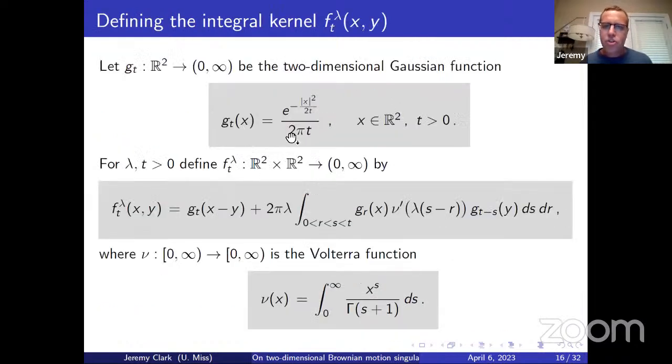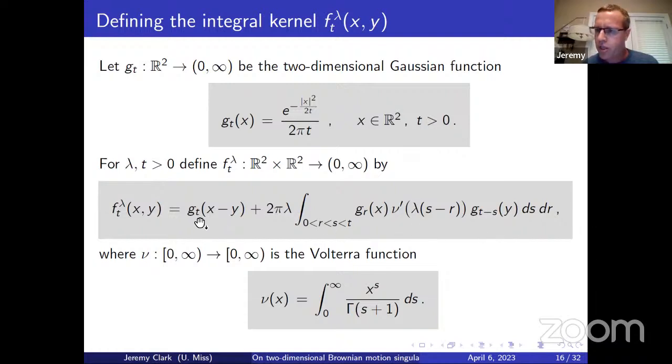Okay, so now I'm going to construct this integral kernel that has come up in the literature. As before, G just represents the Gaussian function, in this case in dimension 2. Then for a strength parameter lambda and a time t, we define this integral kernel in this way. It is a Gaussian in the first part, plus some extra stuff. So mainly it is a Gaussian.